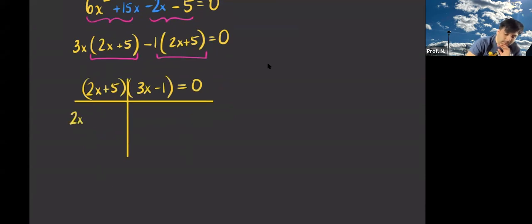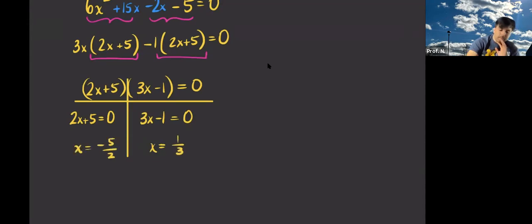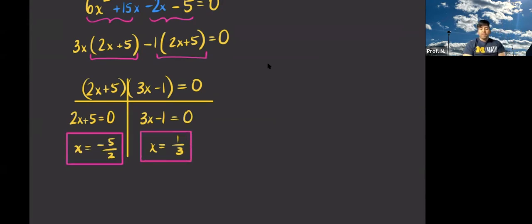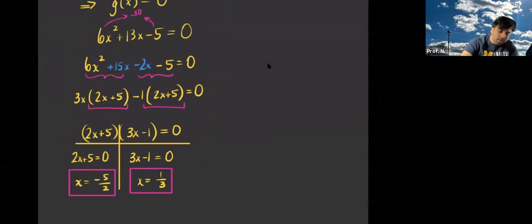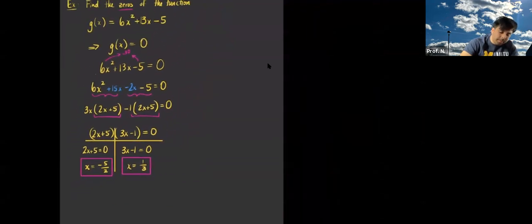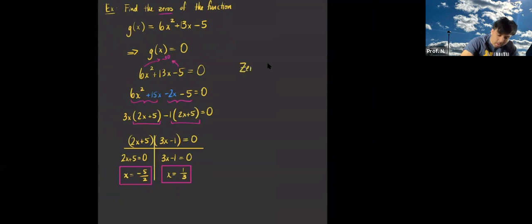And then I get 2x plus 5 equals 0, and 3x minus 1 equals 0. So then I get x equals 1/3, and x equals -5/2. Okay, and so what are my zeros? I want the zeros. The zeros are x is equal to -5/2, 1/3.